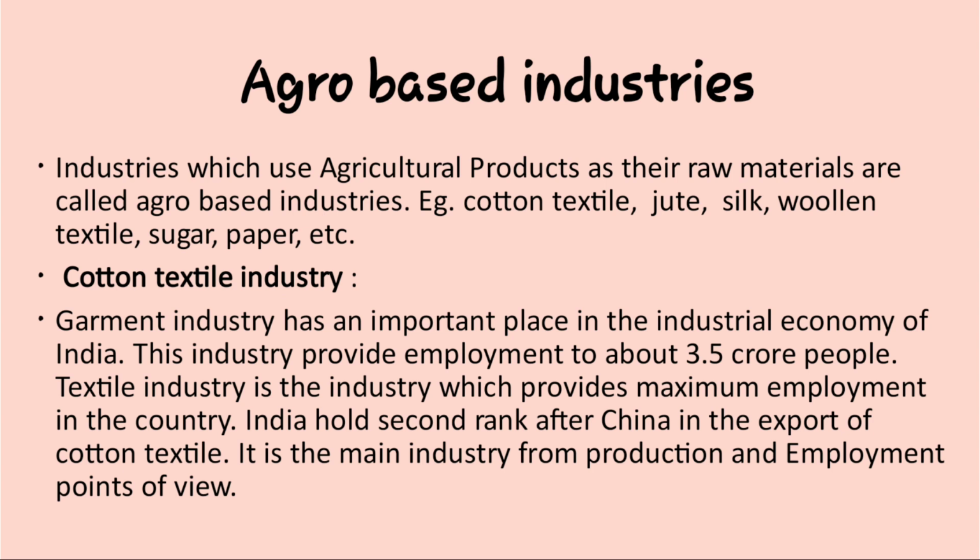India holds second rank after China in the export of cotton textile. So which country has the maximum export of cotton textiles? China. Second is India. Please underline. It is the main industry from the production and employment point of view. That is, from the production point of view and employment point of view, this is a main industry. Maximum number of people are getting job opportunities in the cotton textile industry.